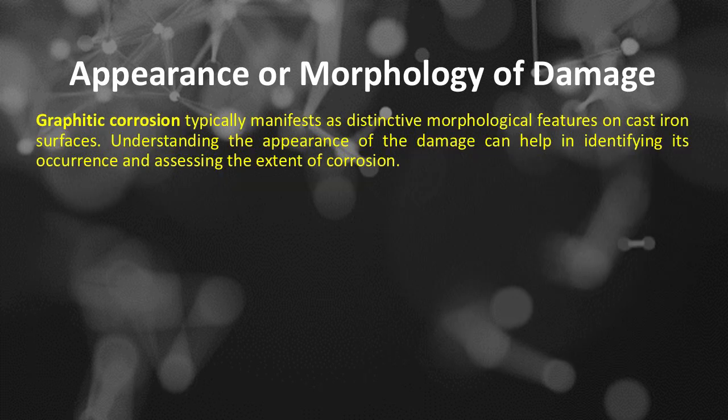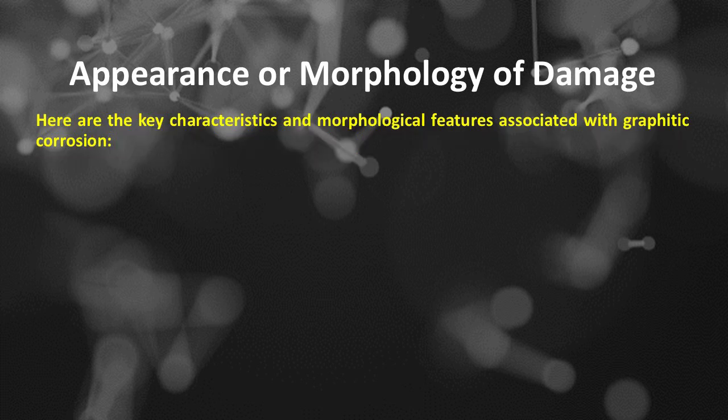Graphitic corrosion typically manifests as distinctive morphological features on cast iron surfaces. Understanding the appearance of the damage can help in identifying its occurrence and assessing the extent of corrosion. Here are the key characteristics and morphological features associated with graphitic corrosion.